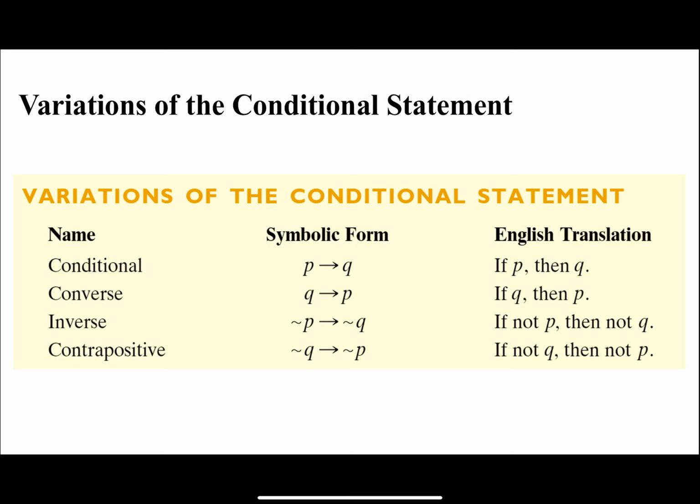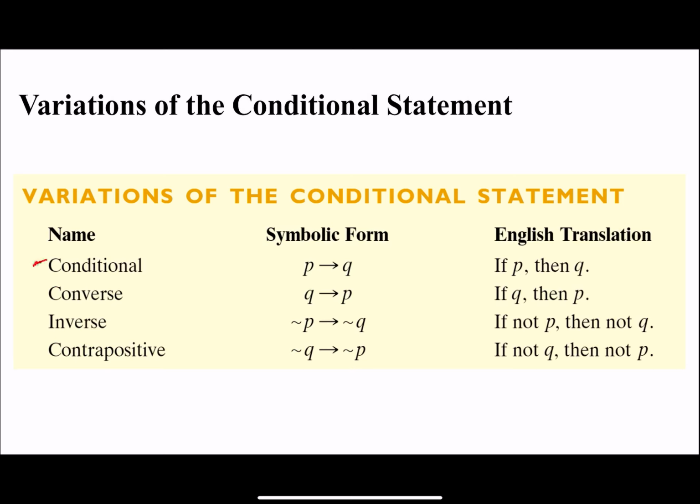Okay, variations of the conditional statement. Let's say we have a conditional statement, if P then Q. Guys, that's the conditional, the first one. Look at the second one, the converse. If I just change the place of P and Q and write down if Q then P, we have the converse. Be careful. If you change the place of P and Q, the converse is not equal to your conditional statement. So the conditional statement and its converse are not equivalent.